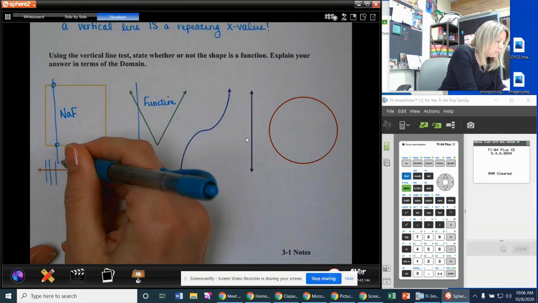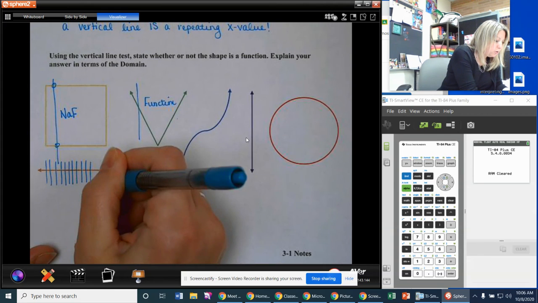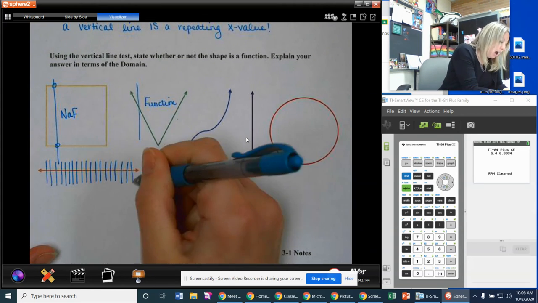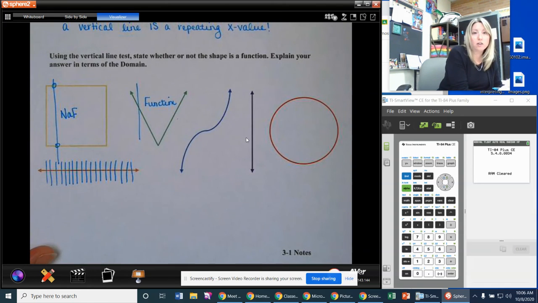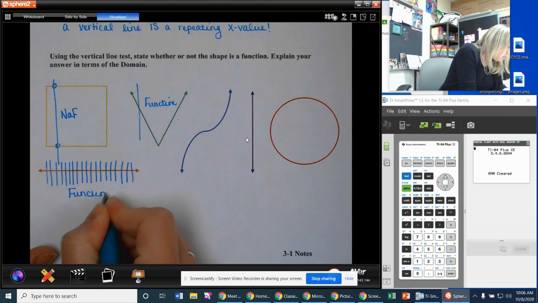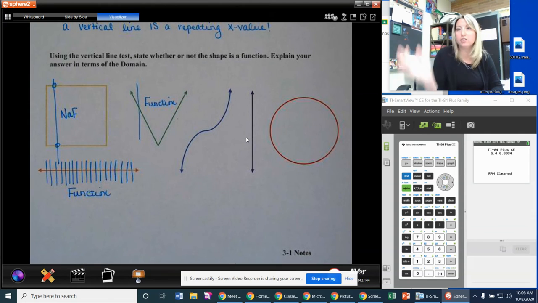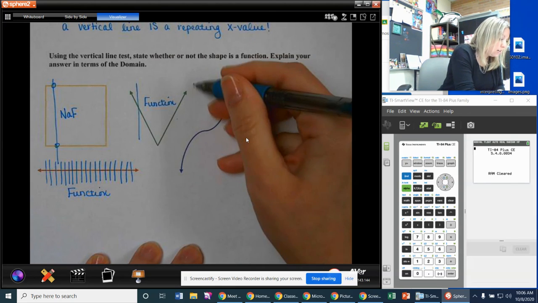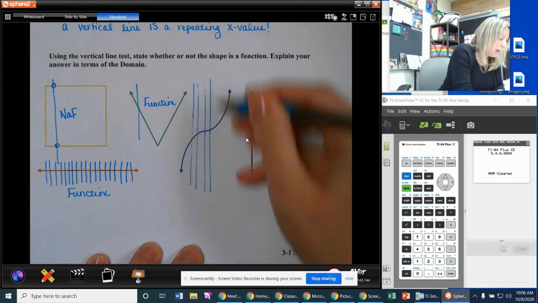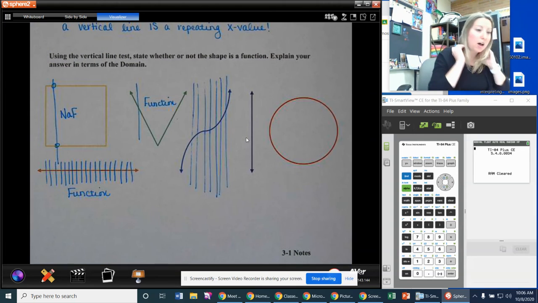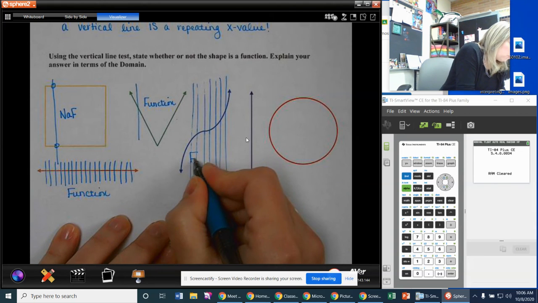Hey, what about this guy? I could draw vertical lines till I'm blue in the face or blue in the pen. And I am never touching this more than once. And so that means that this guy is a function. So this relation is a function. All these guys are relations, but some of them are functions and some of them are not. Here's another relation, and I'm imagining all these vertical lines. I'm seeing visually these vertical lines. They're not touching it more than once. This is a function.